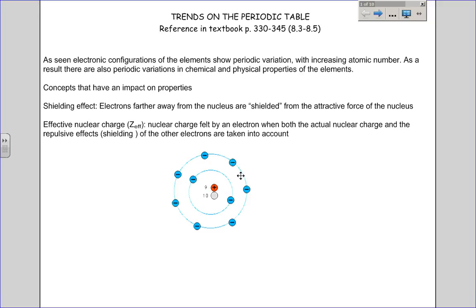So the farther away the electrons are and the more shells there are between the nucleus and the electrons, the greater the shielding. The effect of nuclear charge takes a look at the charge that is felt by an electron, and it takes into account the repulsive effects of the electrons, so the shielding and also the electrons within their own energy level, as well as the nuclear charge. So we're going to use these terms in explaining the trends in the periodic table of the different properties.